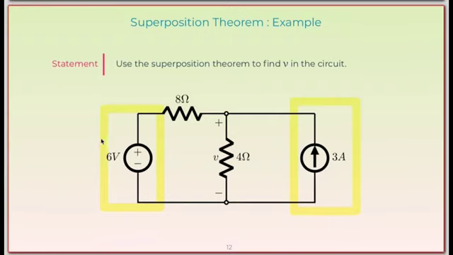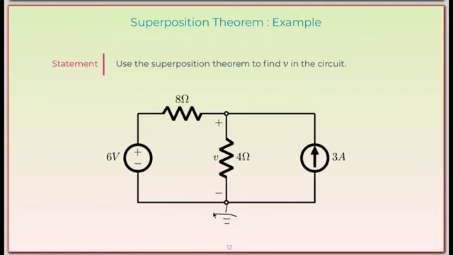When we are going to consider this 6-volt voltage source, this current source is going to be removed. It is going to be turned off. What we mean by turning off a current source is that these 2 points are going to be open circuited. When we are going to consider this current source, this voltage source is going to be turned off, and by turning off a voltage source, we basically mean that we are going to short circuit this branch. So let me solve this problem using nodal analysis first. And when we apply nodal analysis, we have to take one node as the reference node.